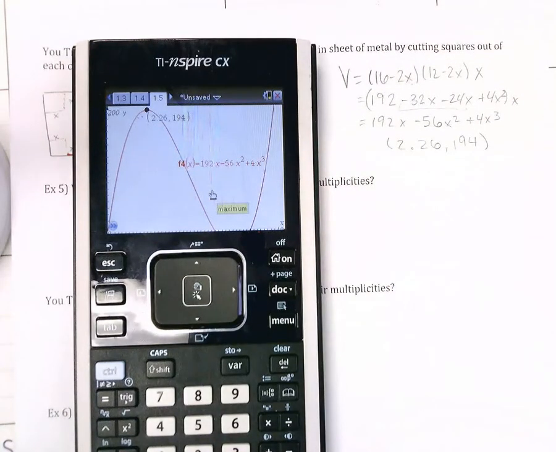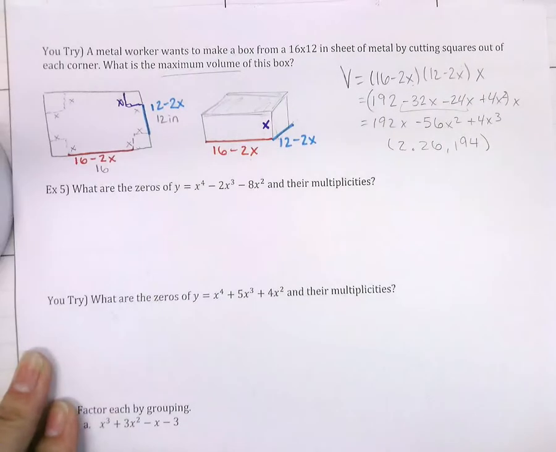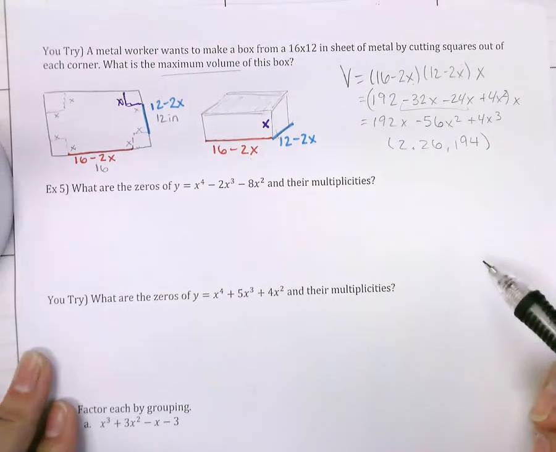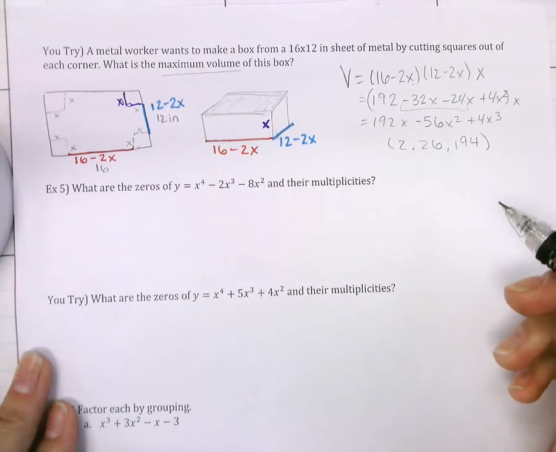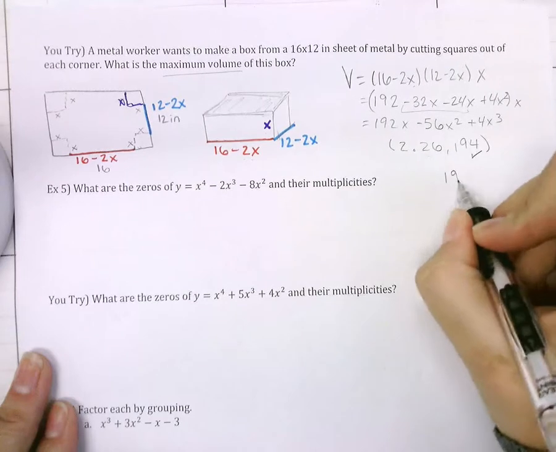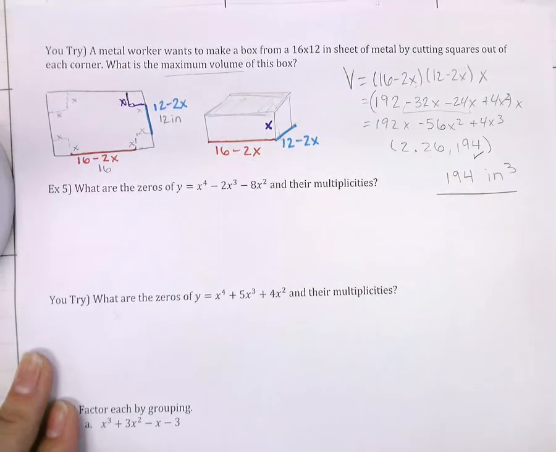Now, what does the question want you to find? It wants you to find the maximum volume of this box. Does either one of these represent the maximum volume of the box? Yeah, the Y, 194. So 194 cubic inches is the maximum volume of this box.